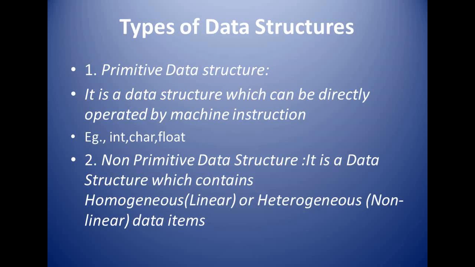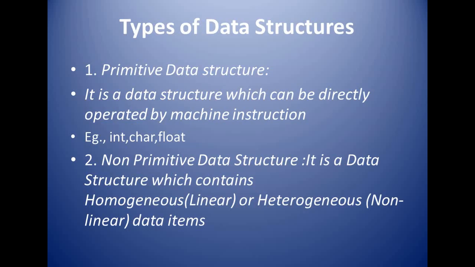Primitive means it will be operated directly on the machine instructions. That is primitive data structures. The examples of primitive data structure come under integer, character, float. We can't change that value. It is fixed or default. The non-primitive data structures are changed by the humans. So that is classified as homogeneous and another one is heterogeneous. Homogeneous is a linear data structure and heterogeneous is a non-linear data structure.